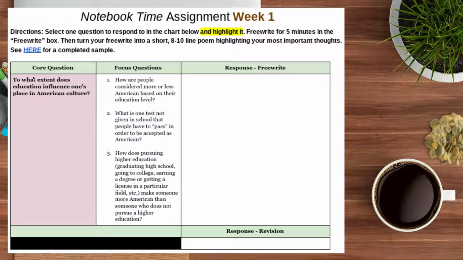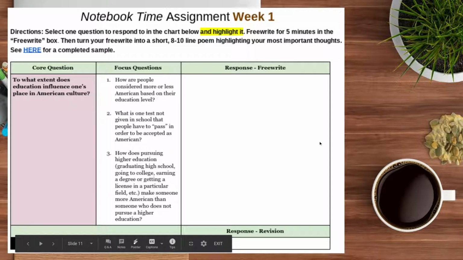But if you remember from the syllabus quiz, one of our core questions was this: to what extent does education influence one's place in American culture? So what I did was I took that core question and I broke it down into 3 sub questions. You don't have to answer all 3. You just pick one. Pick whichever one seems the easiest or most interesting for you to write about, something that you could write about for 5 minutes. Highlight it here, and then write your free write here.